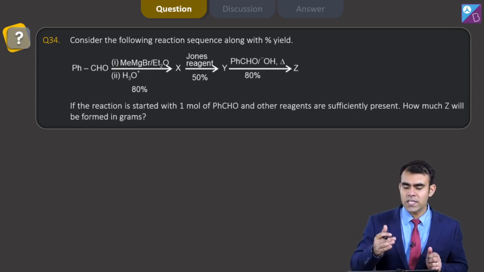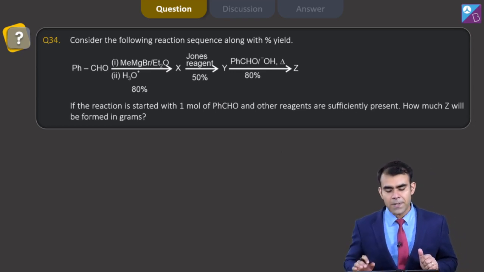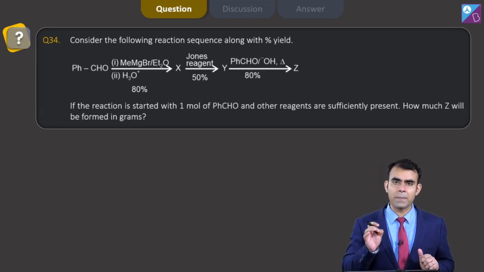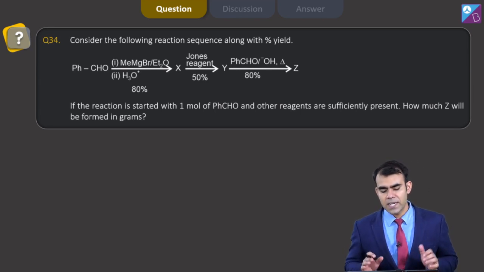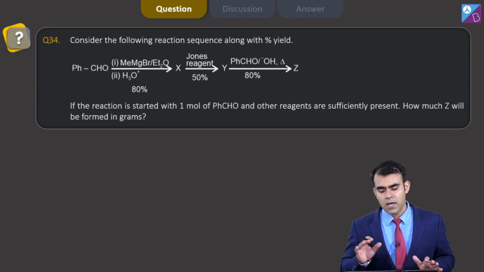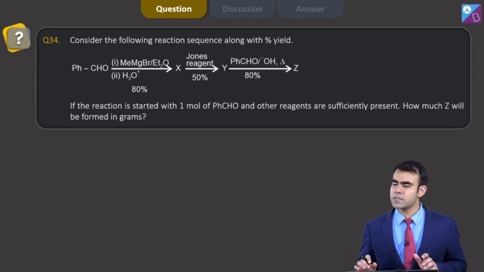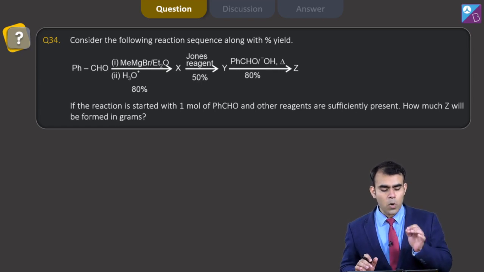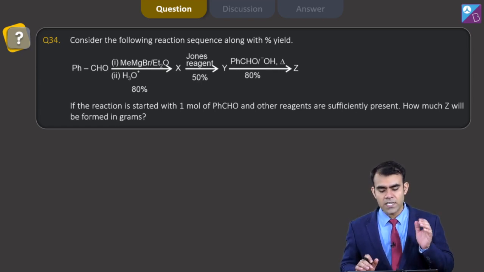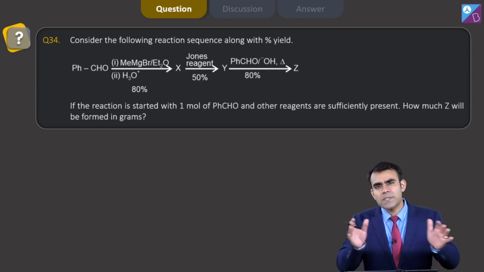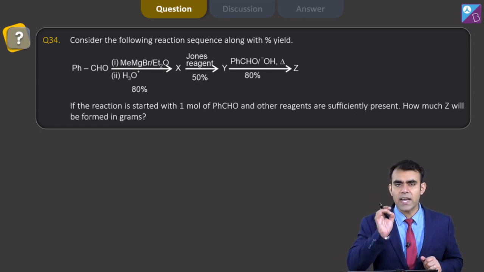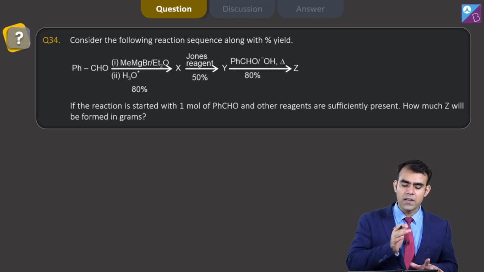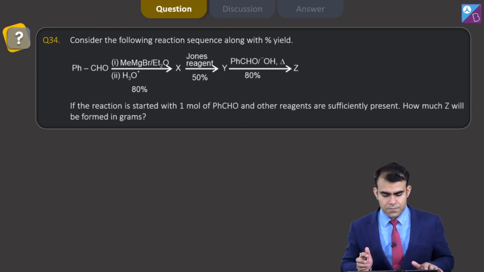Now this X is oxidized by Jones reagent, and here the percentage yield is 50% and the compound formed is Y. And finally again we have been given benzaldehyde in basic medium, that is OH minus, with heat, and a compound Z is formed with percentage yield 80%. Now the question says, if the reaction is started with 1 mole of PhCHO and other reagents are sufficiently present, it means they are present in excess, then how much Z will be formed in grams? So first thing is, we will do the reaction and then we will look for the calculations.